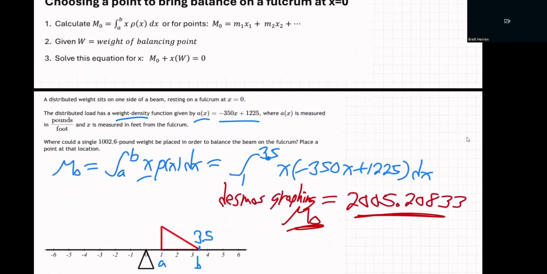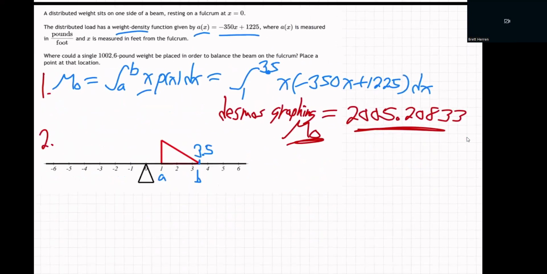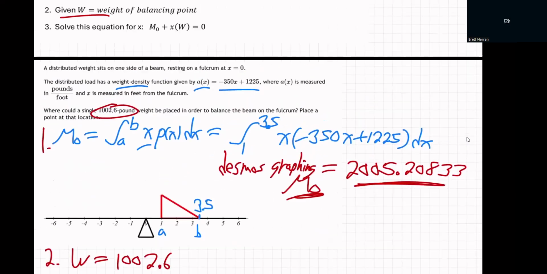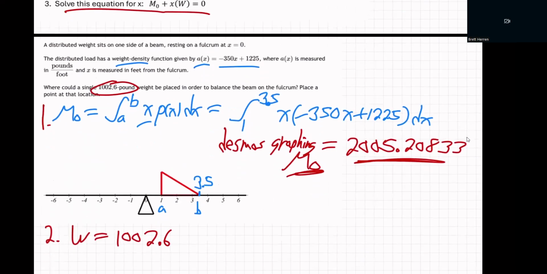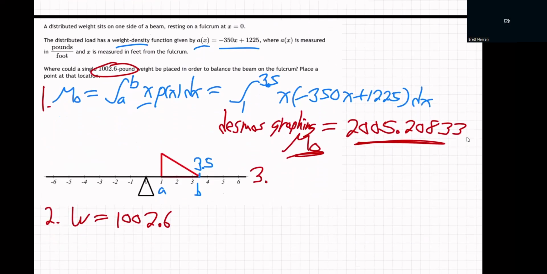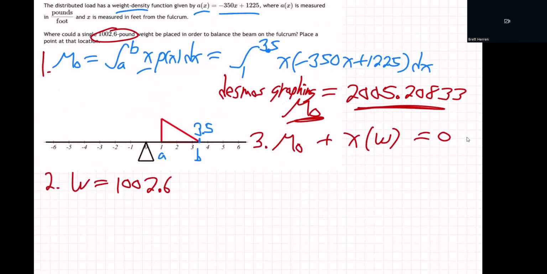So, okay, what now? Given the weight W, that's all step number one. Step number two, the weight is right here, 1,002.6 pounds. Step three, solve this equation for x. The equation, if you can see it right here, is M0 plus x times W equals 0. It's basically a balancing equation. It's saying take your moment number, that'd be this number right here.